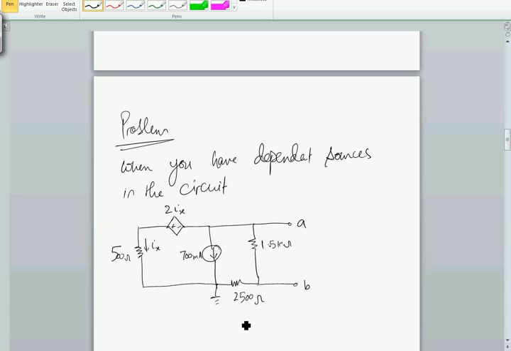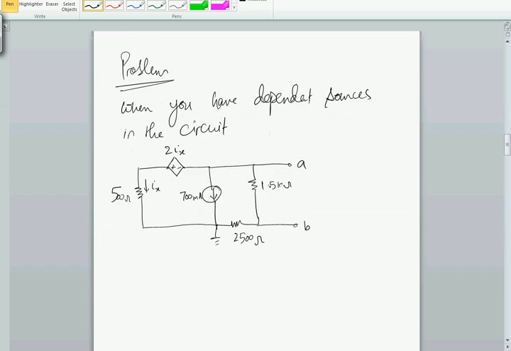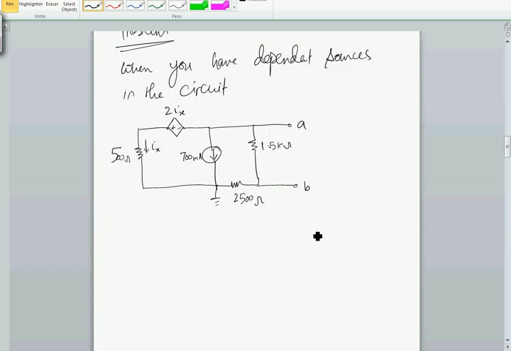Okay. So the first thing that we do when you have a dependent source is to find the open circuit voltage between nodes A and B. So we're gonna find VAB, and that will be our Thevenin voltage too. V open circuit is equal to V Thevenin.